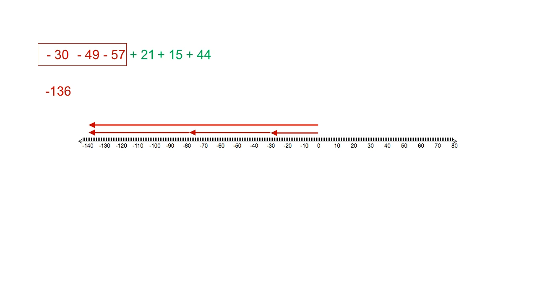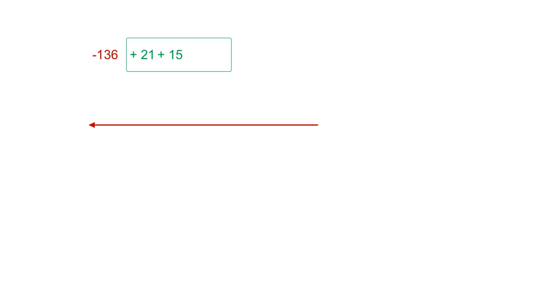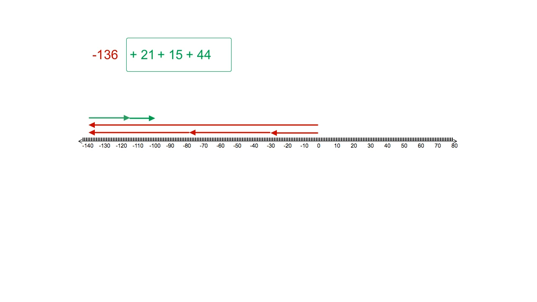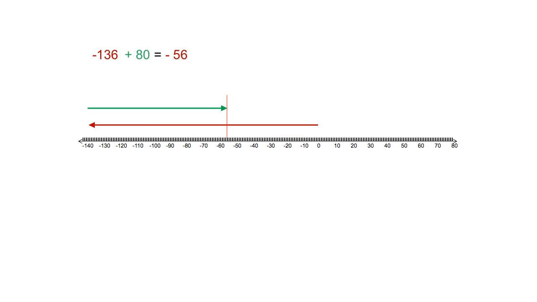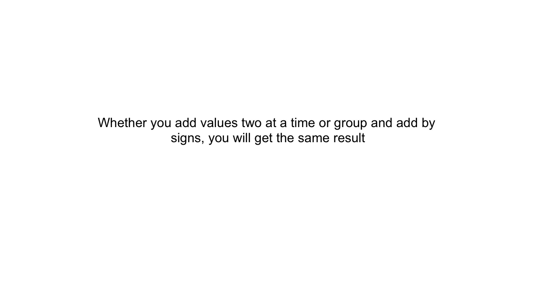When we add the negatives, we get negative 136. Now let's combine the positives. When we sum these, we get 80. The end result is negative 56, which would be equivalent to starting off at 0 and going 56 steps to the left. So whether you add the values two at a time or group them by signs and then add them, your results are going to be the same.